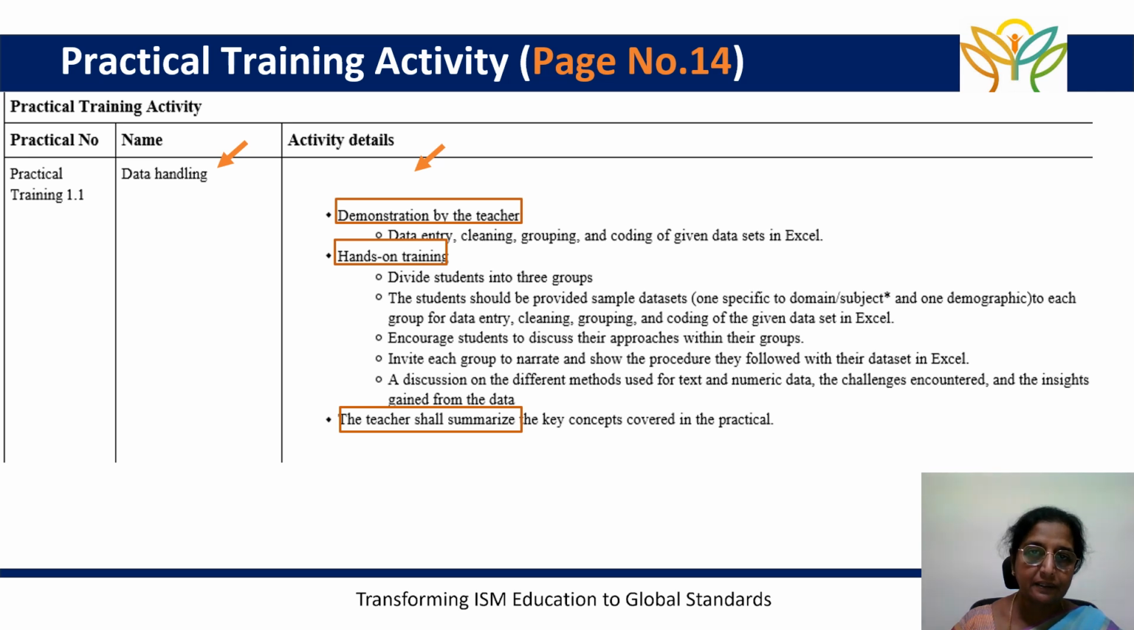Coming to practical training activity, this is a view of page number 14 from the curriculum. Here you can see the practical training number as 1.1. The name of the activity is data handling. The activity details are demonstration by the teacher and hands-on training by the teacher, and the things that the teachers need to follow are listed. Finally, the teacher shall summarize the key concepts covered in this practical. This will be discussed in detail in the forthcoming video.